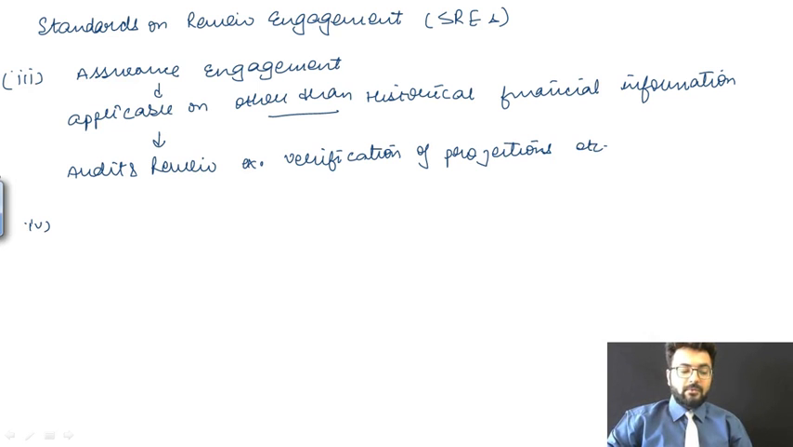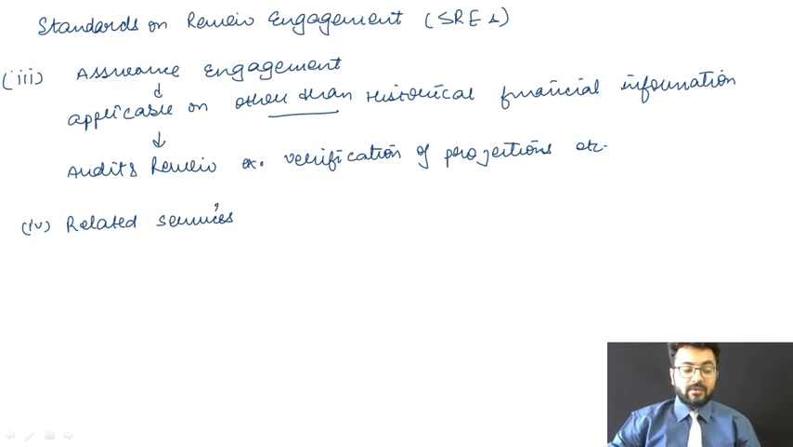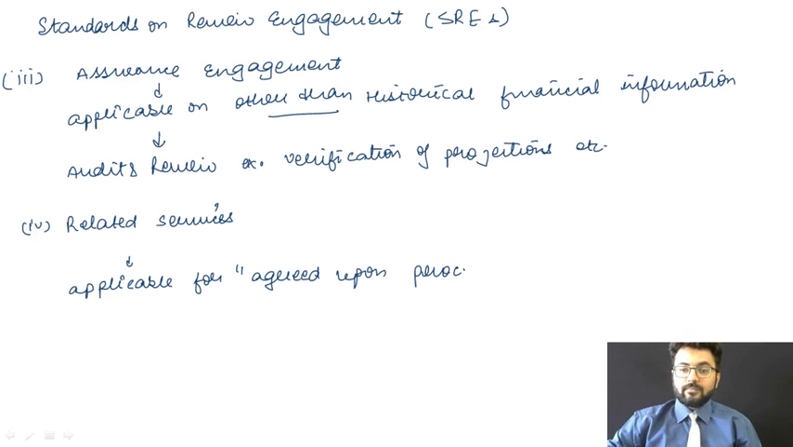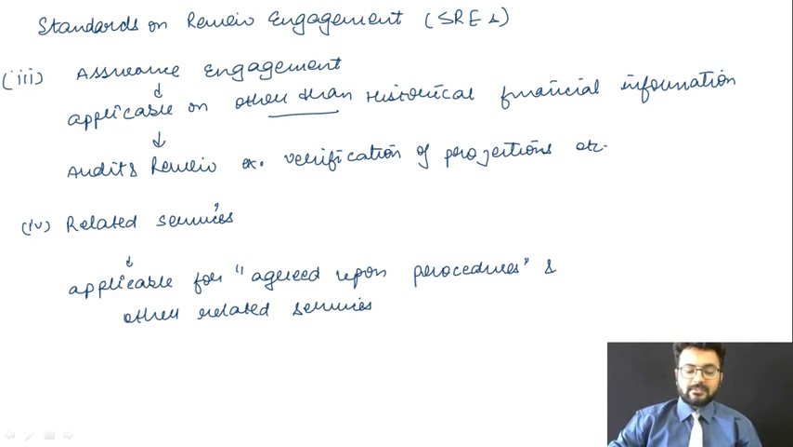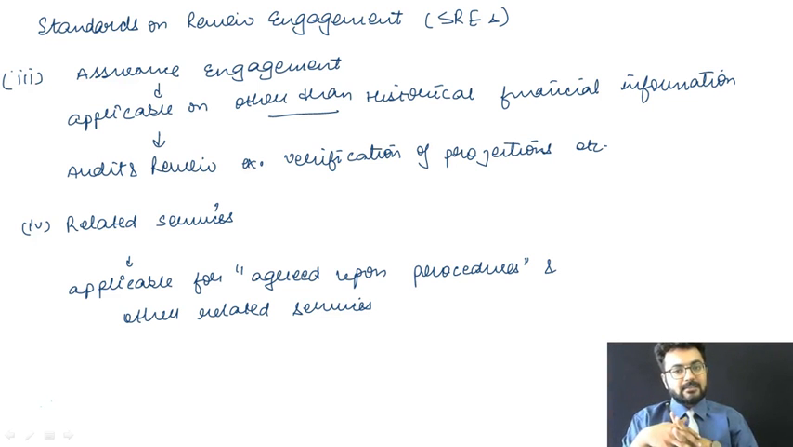Now the fourth one is all about related services. There are some other kinds of related services which form a part of the engagements in order to carry out the assurance. Related services over there refers to agreed upon procedures and other related services. What do these other related services mean? They mean compilation of a balance sheet. You tend to make consolidated financial statements. That is a kind of related service. That is not audit. You just have to club both of them, you just have to do an addition. That is all.